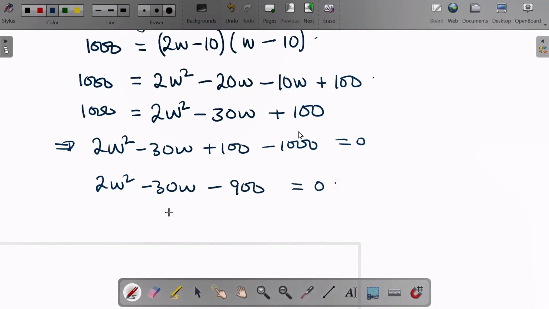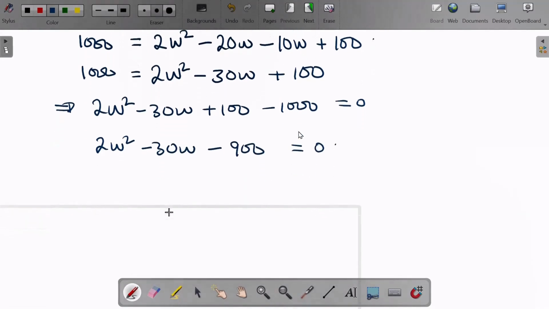We can see that there is a common factor everywhere. I can divide it through by 2. I have to divide by 2, by 2, by 2. So that we have W squared minus 15W minus 450 equals 0.